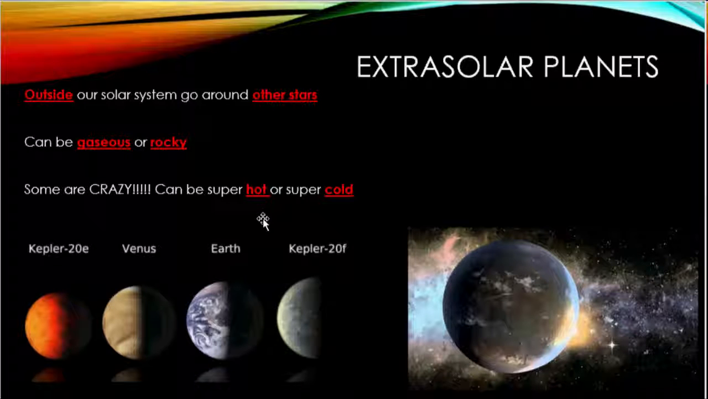So what you see here in the pictures is a comparison of the sizes of some of these extrasolar planets, planets that are outside of our solar system. Kepler 20e is one of them. It's a little smaller than Venus. And Kepler 20f is actually a bit bigger than the Earth. And of course, Earth is bigger than Venus. So it just gives you some sense of dimension there, I guess.